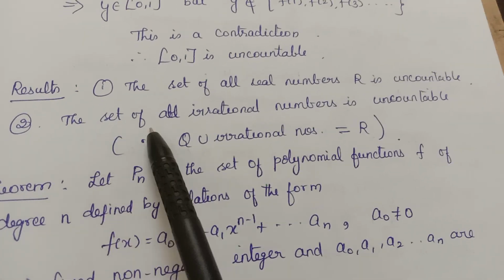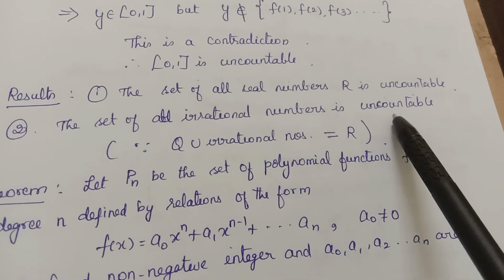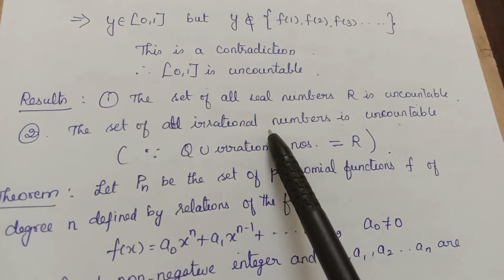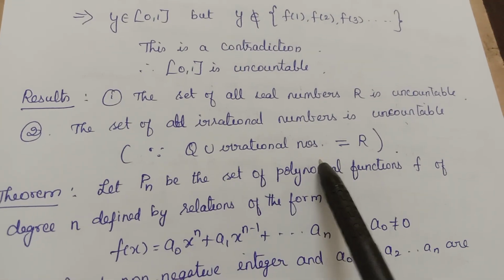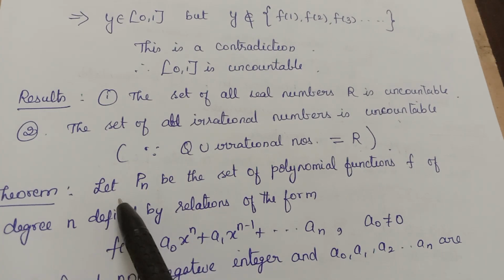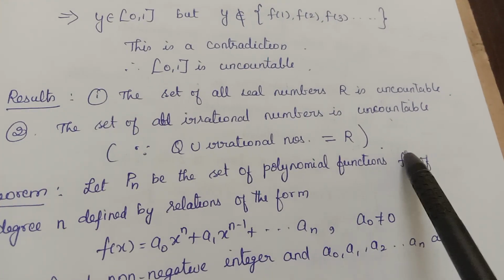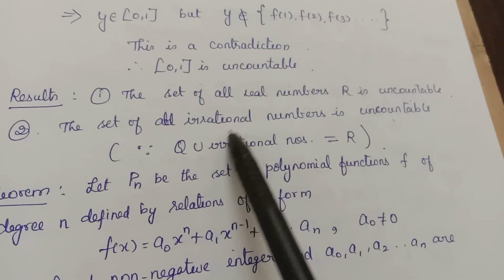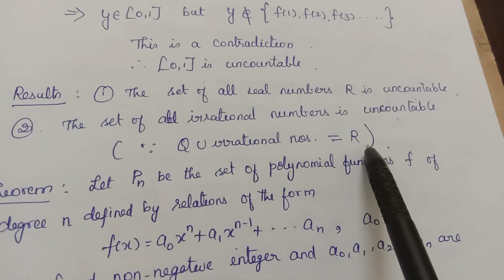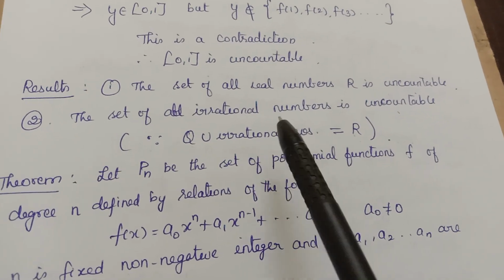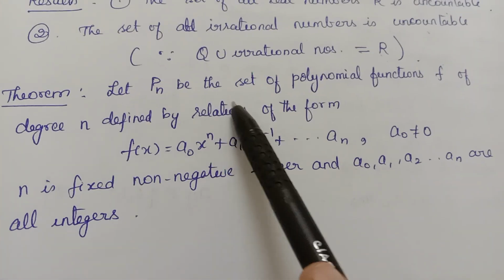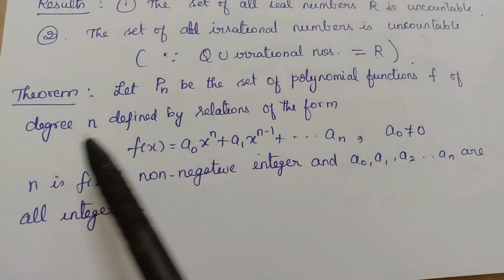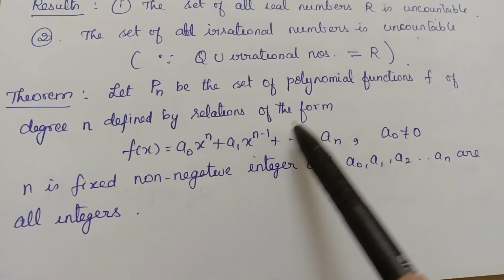Next one is: the set of all irrational numbers is uncountable. Suppose irrational is countable, in that case what happens? Rational union irrational is our real numbers, no? Rationals is countable, that we know. R is uncountable, that also we know. If irrational is countable, this will establish a contradiction. Therefore, irrational must be what? Uncountable.